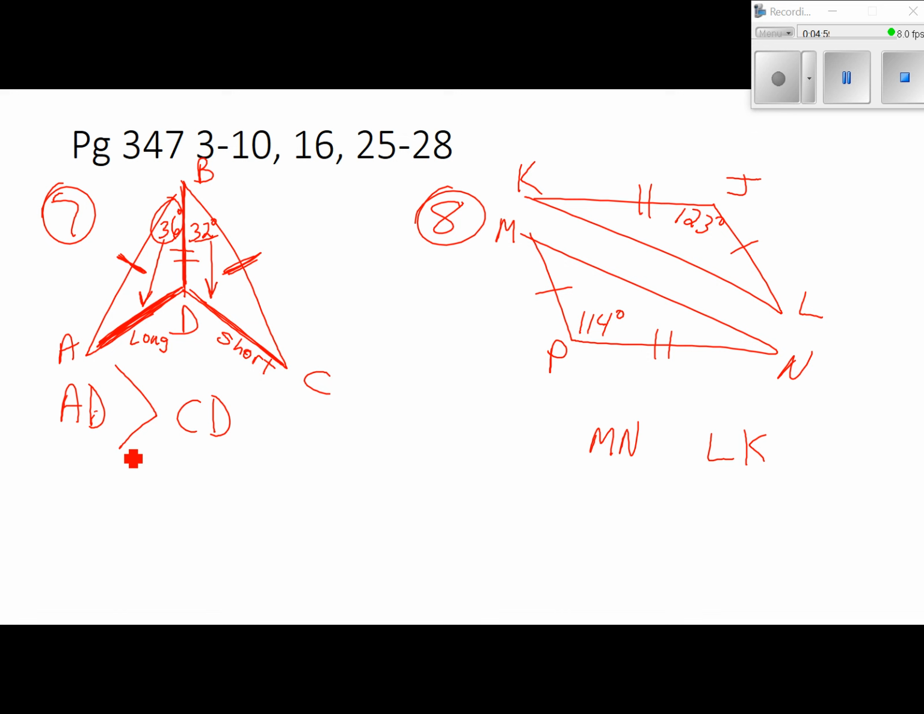Number 8, same idea, we got two sides in each triangle. The 123 is the longer angle, so that means the side across from it has to be the longer side, or the larger angle. So that has to be the longer side, so KL has to be the bigger one. That means that MN is smaller than KL because it's across from the smaller angle. So that means this time we're going to use the less than symbol.